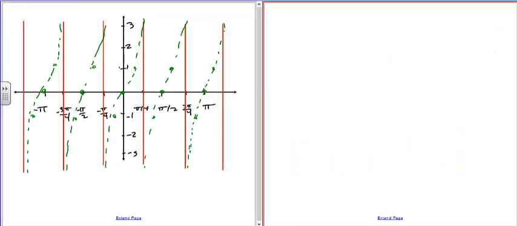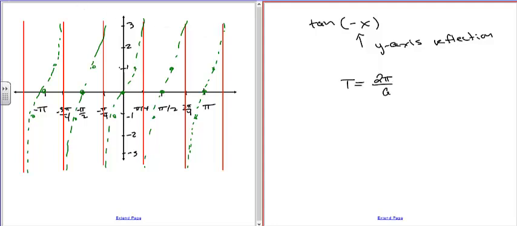Okay, so let's see what we can do now. Let's say we have the tangent of negative x. Because it's inside the argument, this negative represents a y-axis reflection. The period is going to be 2 pi over a. So let's go back, I just realized something.